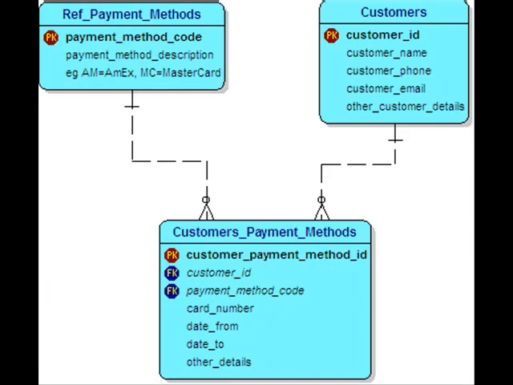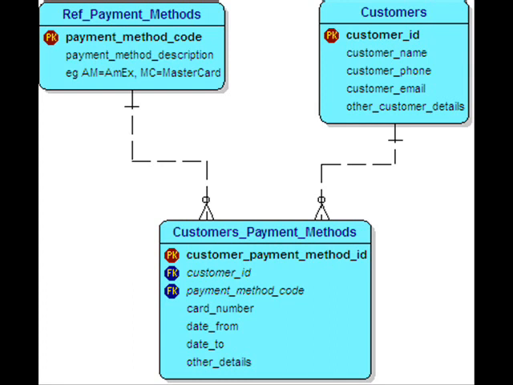This diagram shows customers and payment methods, and in particular the fact that there is a many-to-many relationship which we have resolved with the customer's payment methods table. A customer can have many payment methods, such as different credit cards, as well as cash and check. And of course the same payment method can be used by many customers.